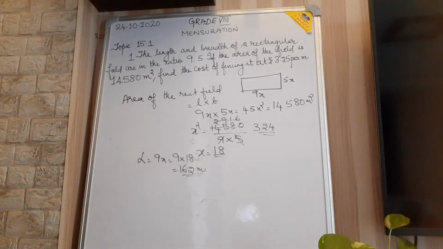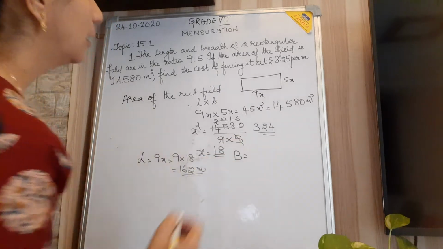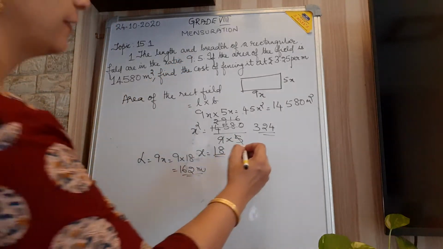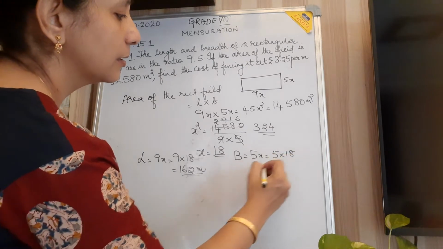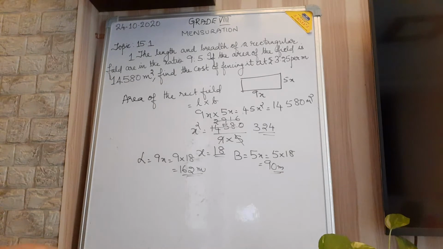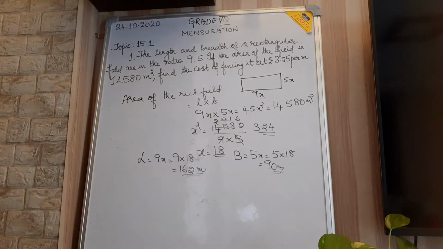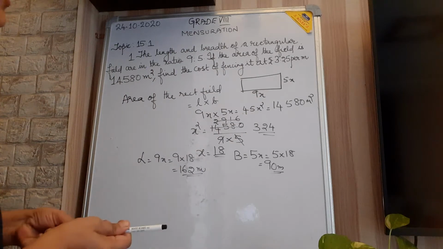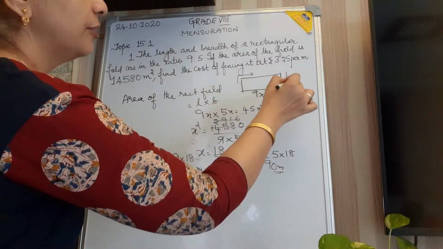And what is breadth? We have taken it as 5x. So 5 into 18, it is 90 meter. Right. So we got length and breadth. Now what we had to find out? Find the cost of fencing. You had to fence it. Fencing means what? Going around and covering with the fence, isn't it?